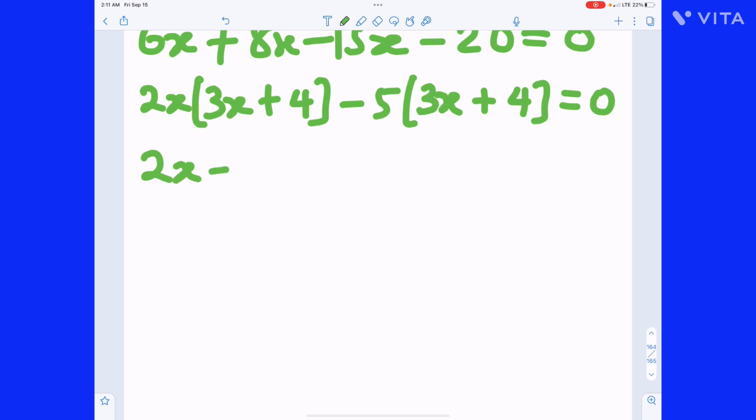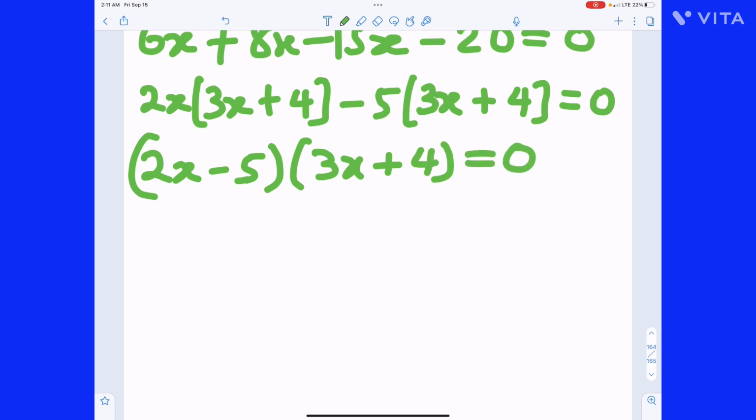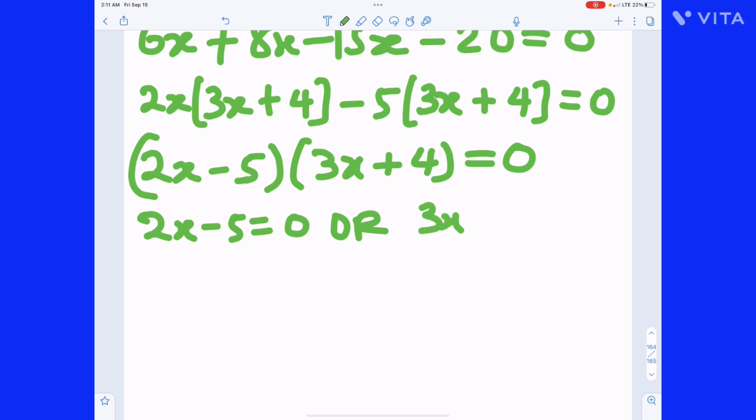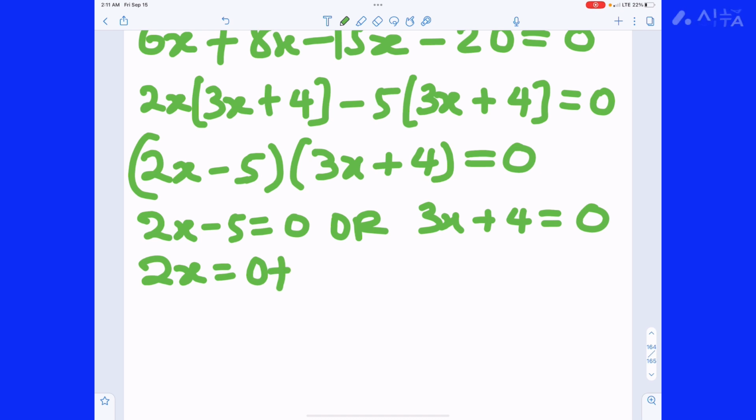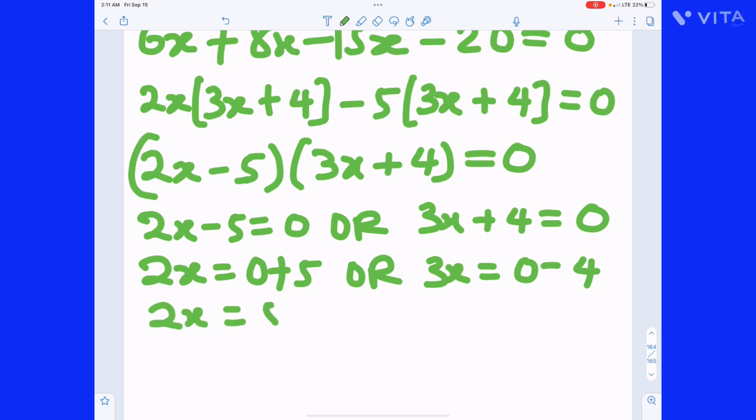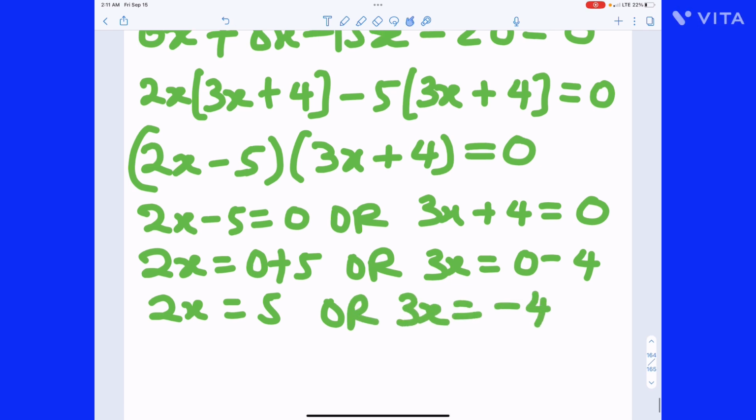So 2x minus 5 times what? 3x plus 4 is 0. So 2x minus 5 is 0, or 3x plus 4 is 0. So 2x is 0 plus 5, or 3x is 0 minus 4. 2x is 5, or 3x is what? Minus 4. What does that give you?